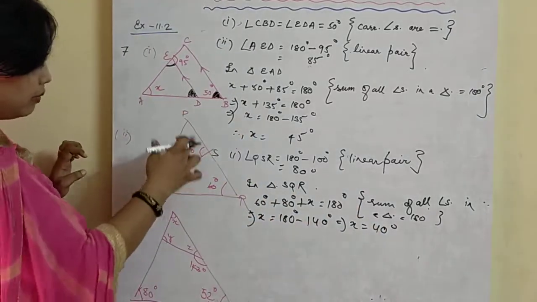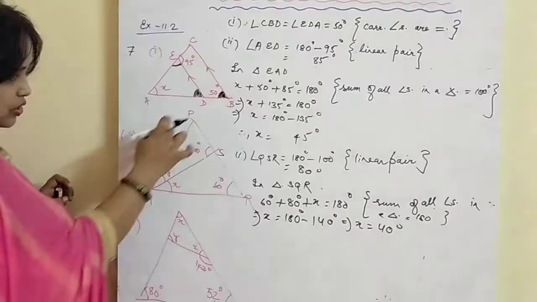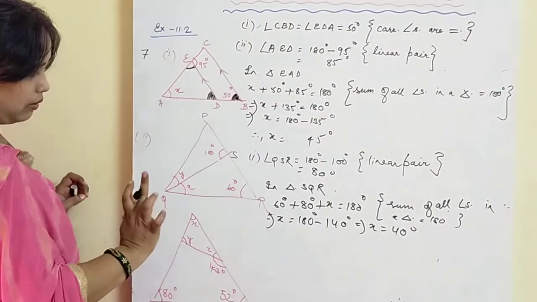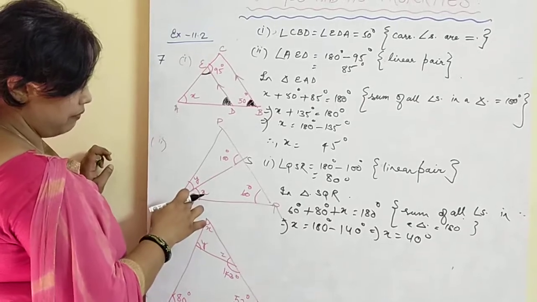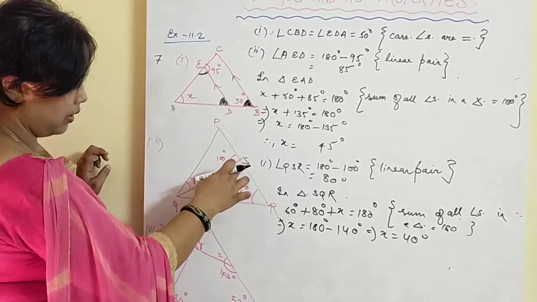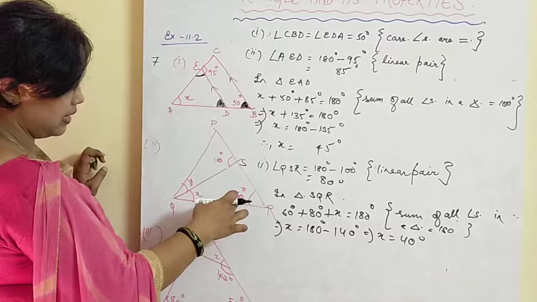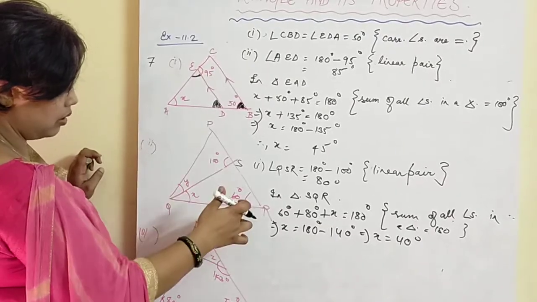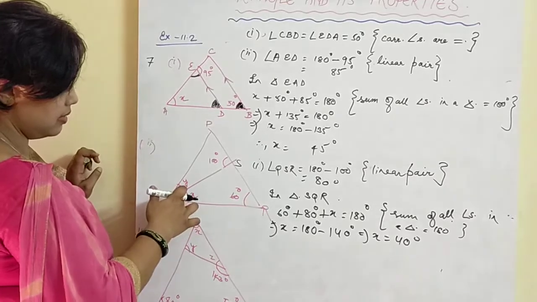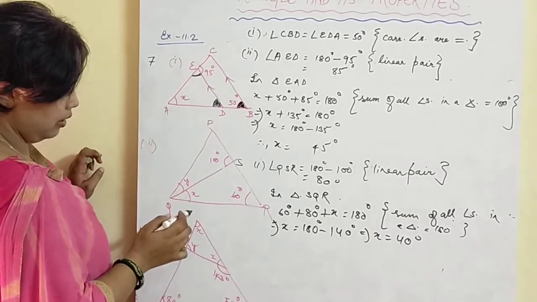Now again in triangle PSQ. So here you see children, first you see PQR. Here we have y. We have found this angle, this angle, and this angle. Now you have to find out 60 degrees, this and this. So how to find it out?